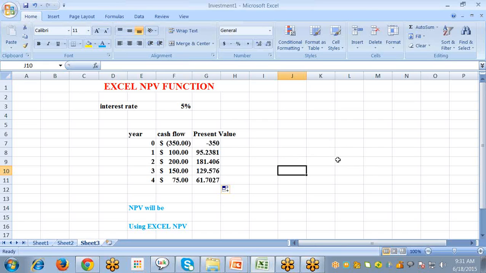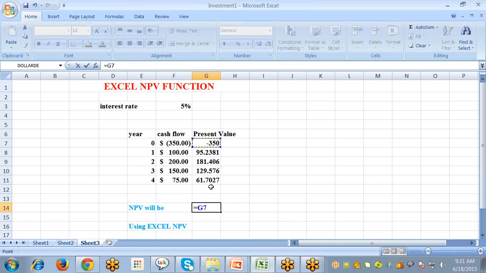So you have the present value for all the years, and NPV for all the 5 years will be calculated. It is just a sum of all the values from this cell to this cell. So this is the NPV value.